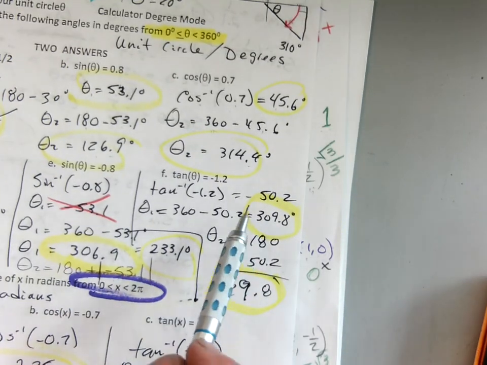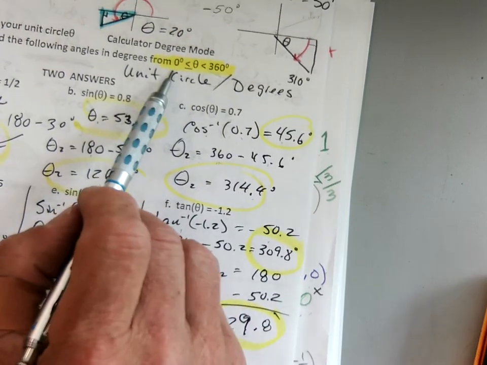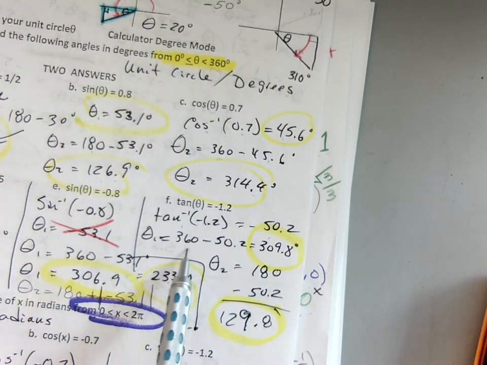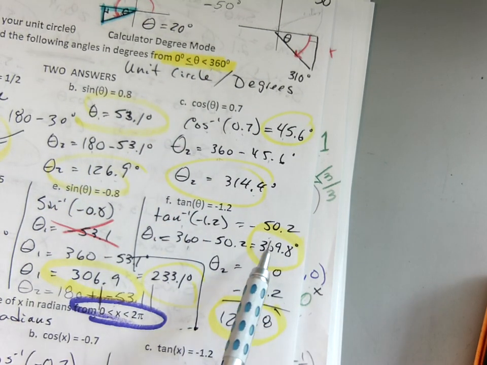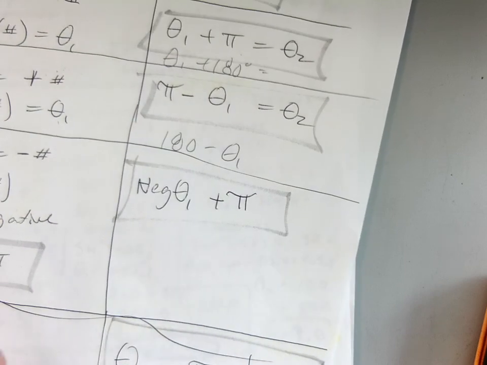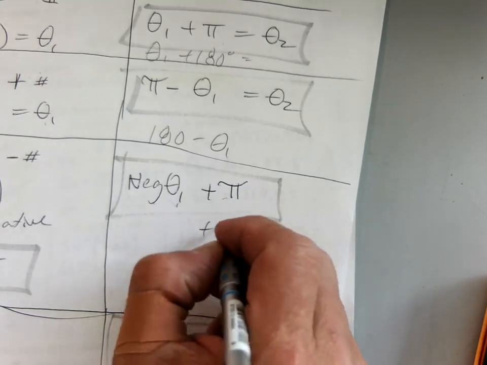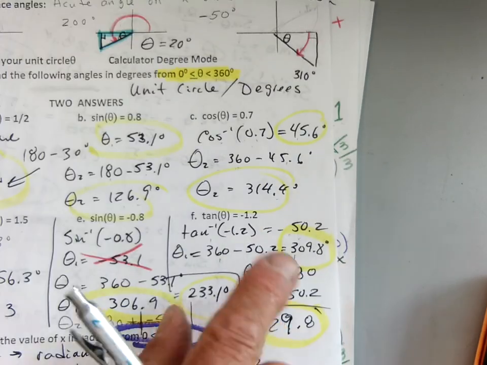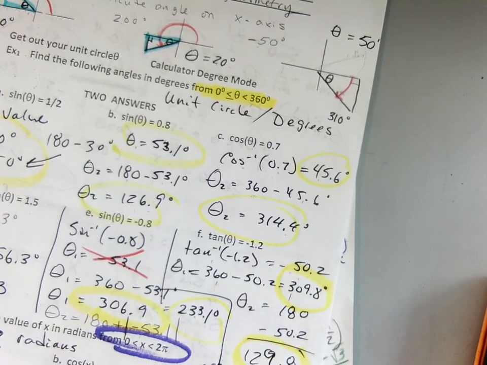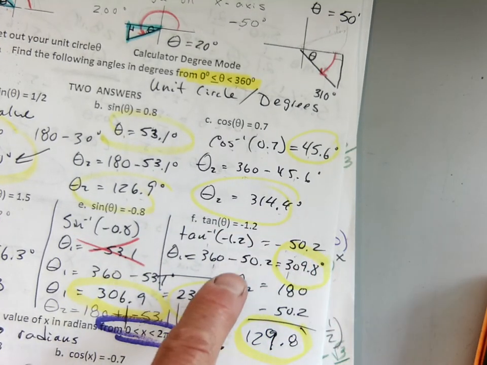Tangent, negative, same thing. I took the inverse of tangent. I got a negative angle. Can't have a negative angle because it's supposed to be between 0 and 360. So I first added 360 to that negative angle. Now it has to have another angle, another reference angle. So I look at my chart. I found the first angle. And then I take the negative angle plus 180 or pi. So then I added 180 to that. I get 129.